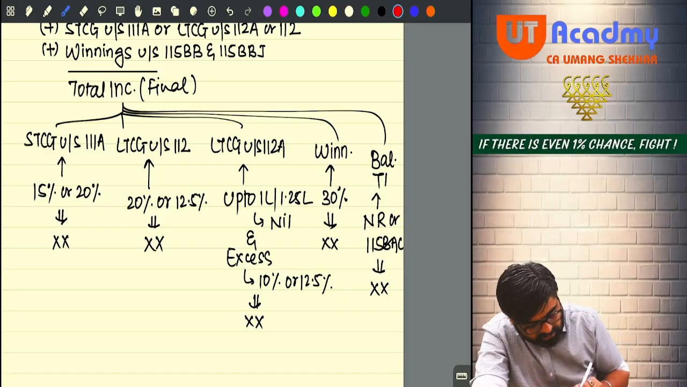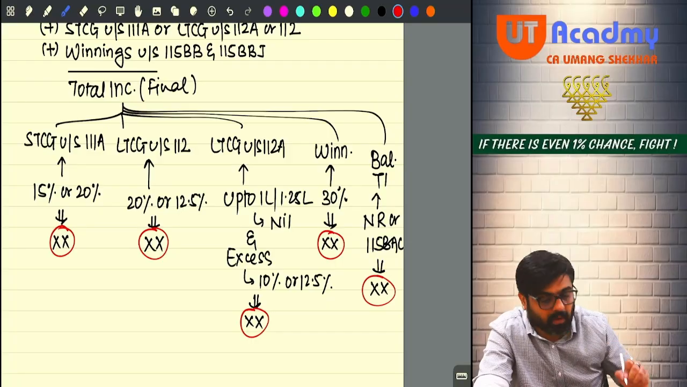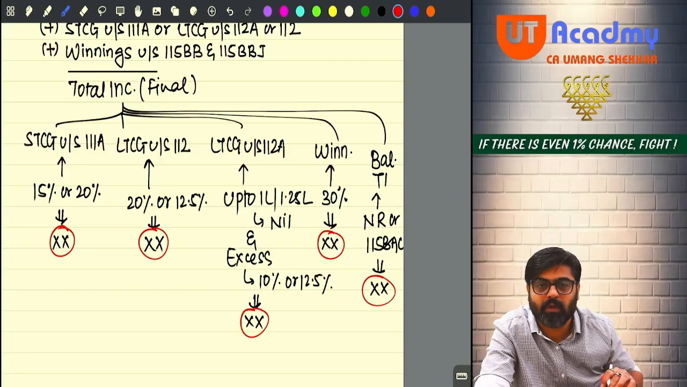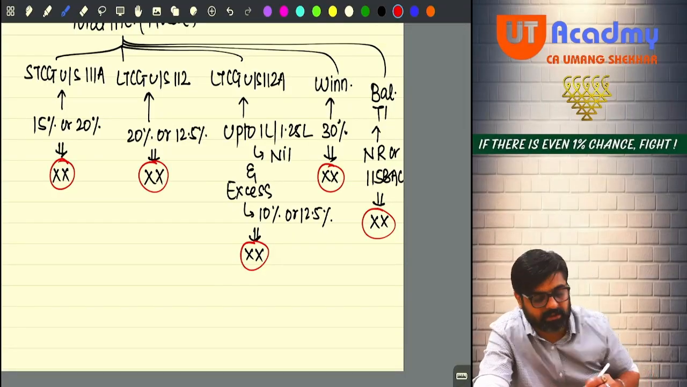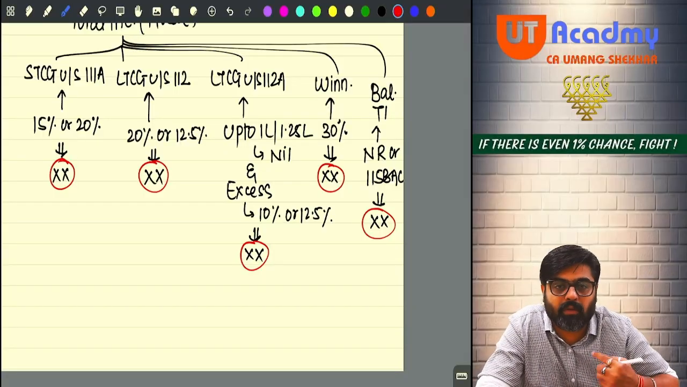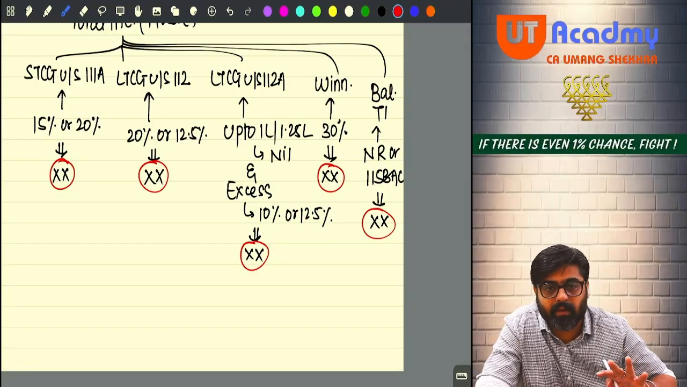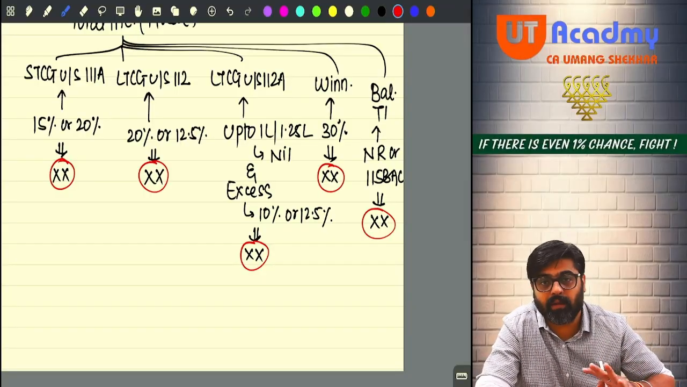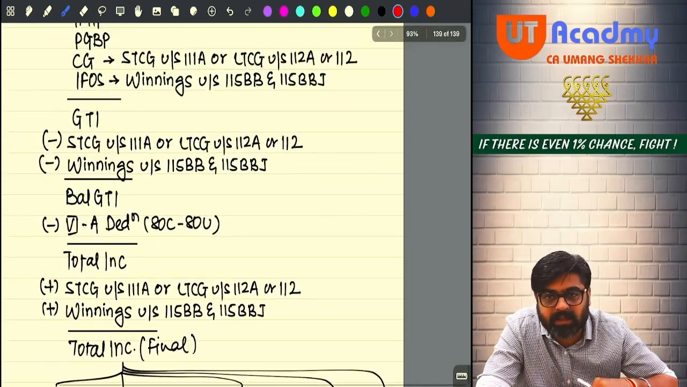So have you calculated the tax on short-term gain, long-term gain, winnings income and all the other normal total income? Yes or no? Now you are supposed to add all these taxes. You will get tax on total income. Then you are going to get rebate if any, or you will apply surcharge if any. Then tax including surcharge or tax after rebate will come. Then on that you will apply 4% cess. Getting my point? So the entire procedure is like that only.